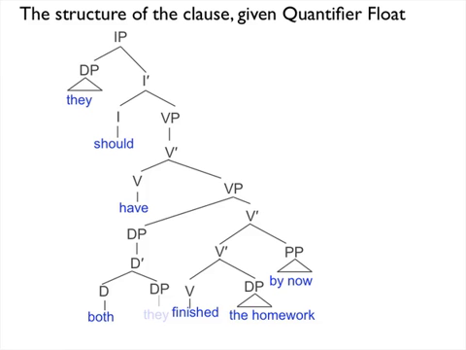Then, to make matters more complicated, of course, the quantifier can actually float as well, because we know it can end up here. They should both have finished their homework by now. And it could end up, they should have both finished their homework by now. But this is also going to be governed by a very general rule that's going to say, well, you know what? You can always put in adjuncts, and the both can function like an adverb adjunct and go in any adjunct slot.